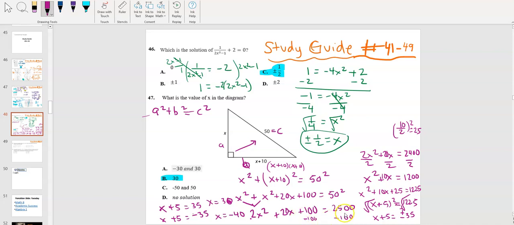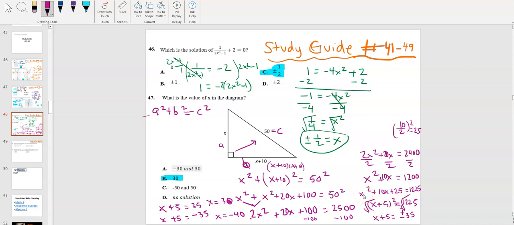So I subtracted 100 from both sides, saw that I had to get my a value to 1, so saw they were all even numbers, divided them all by 2. And then I went ahead and did completing the square. So I did 10 divided by 2 squared, which is 25. Added 25 to both sides.